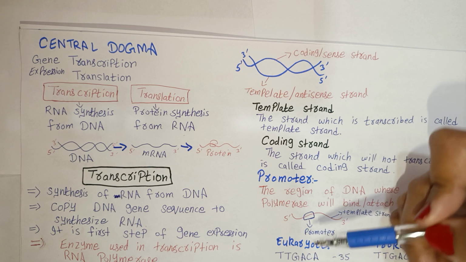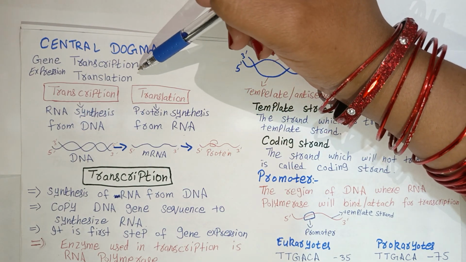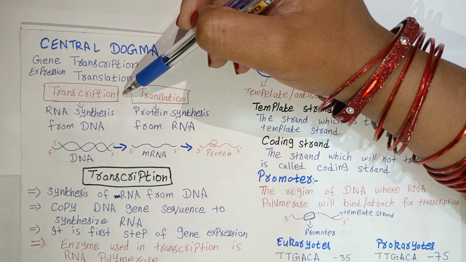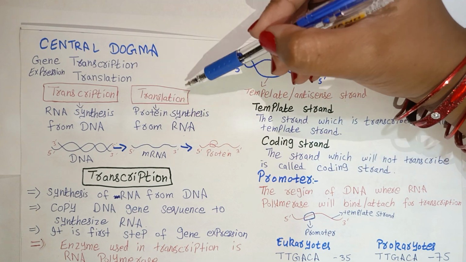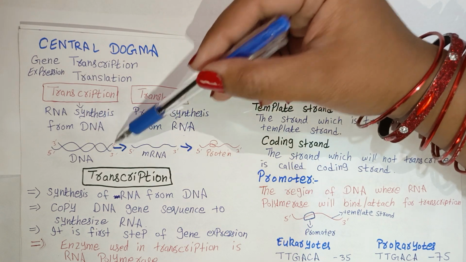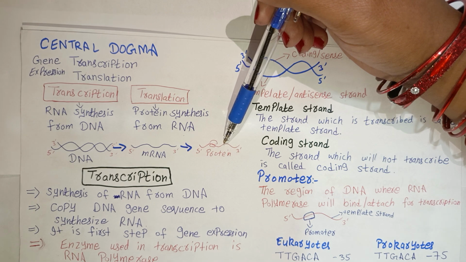Gene expression is called central dogma, and there are two steps of gene expression: transcription and translation. In the transcription, RNA will be synthesized from DNA, and in translation, protein will be synthesized from RNA. From the double helical DNA, first messenger RNA will be synthesized and then protein will be synthesized.